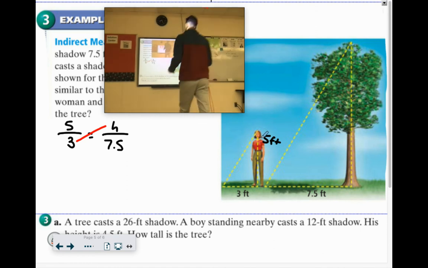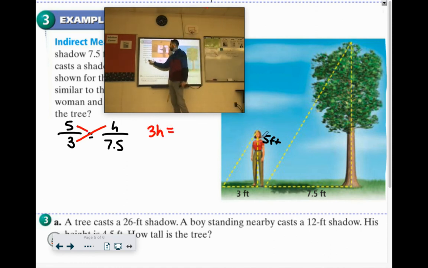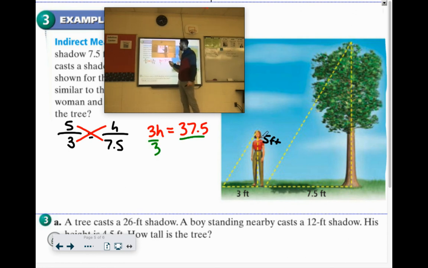All right, 3 times h is 3h. 5 times 7.5 is 37.5. And then we just have to divide it by 3. 37.5 divided by 3 is 12.5. And this was in feet.